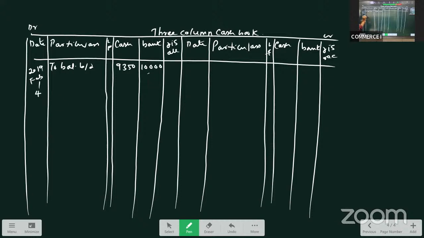4, cash sales. What is the complete transaction? Sold goods for cash. It is a receipt. It is an inflow. Amount is 2,800. Okay.